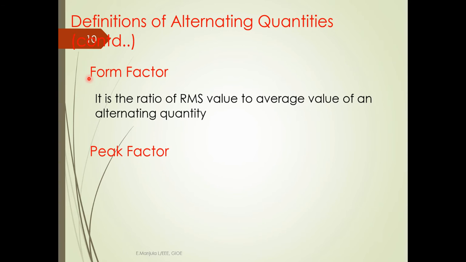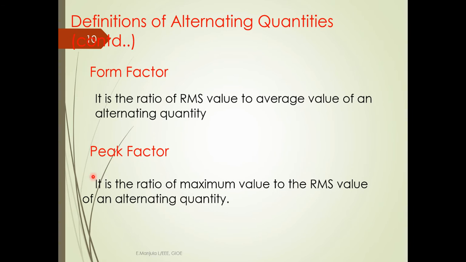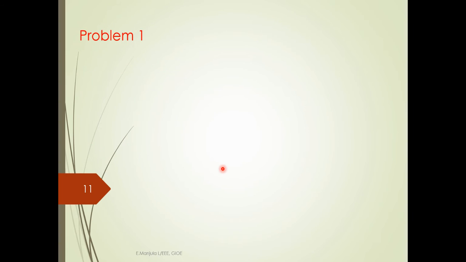Next is form factor. Okay. It is the ratio of RMS value to average value of an alternating quantity. So, form factor is equal to RMS by average value. Okay. The next is the peak factor. It is the ratio of maximum value to the RMS value of an alternating quantity. So, we have gone through the maximum value, that is amplitude. Okay. So, maximum value divided by RMS value is the peak factor.